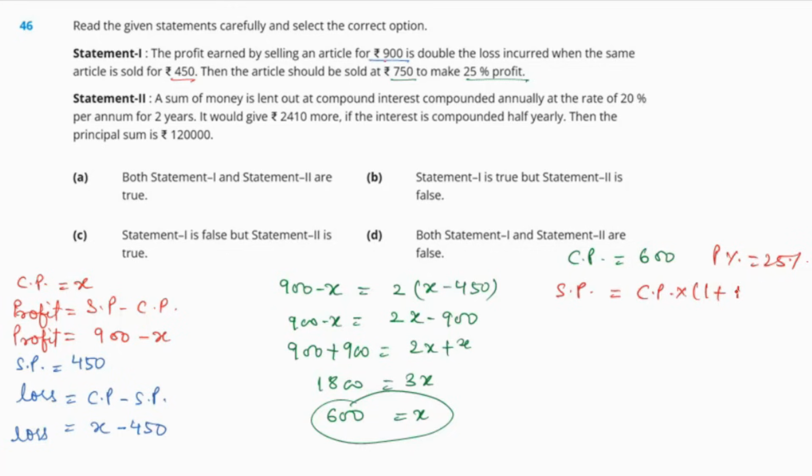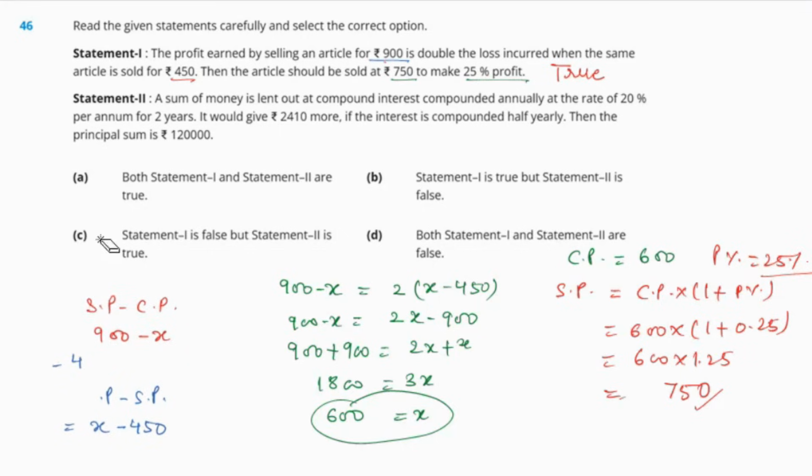So we can use the formula CP times 1 plus the profit percentage given to us. The CP is 600 times 1 plus the profit percent, which is 25%, and that 25% we can also write as 0.25. So we will be getting 6 times 1.25, and if we solve this, we get 750. So if he is earning a profit of 25%, the selling price needs to be 750, which is already given to us. That is why we can say this statement is true. Okay, now let's move to the next statement.